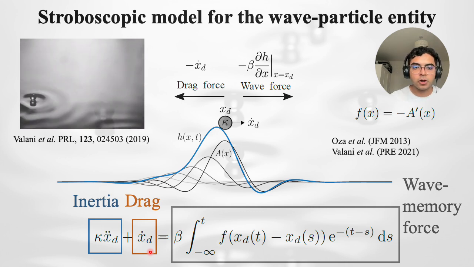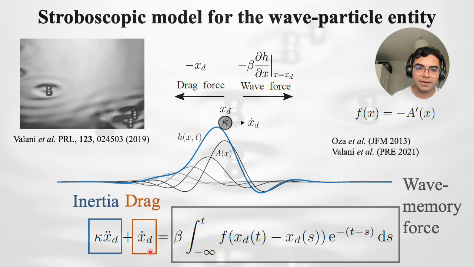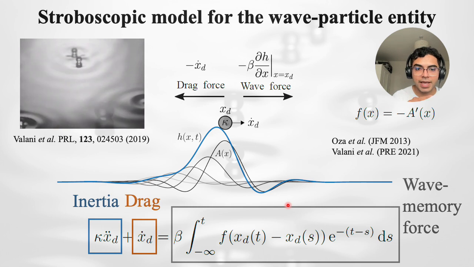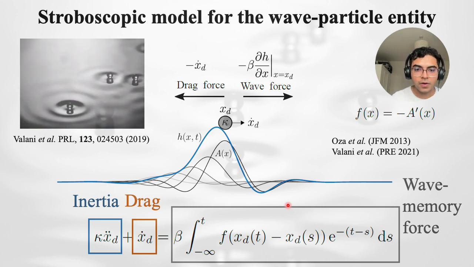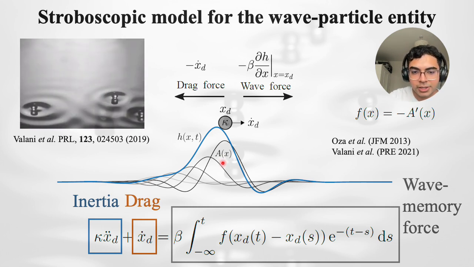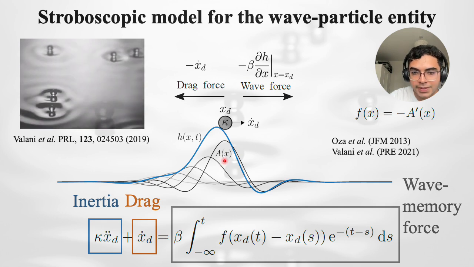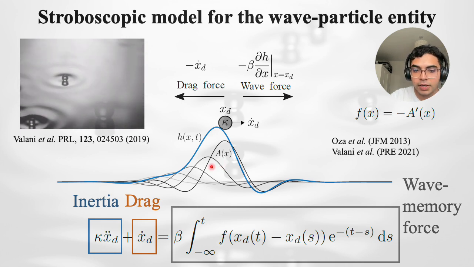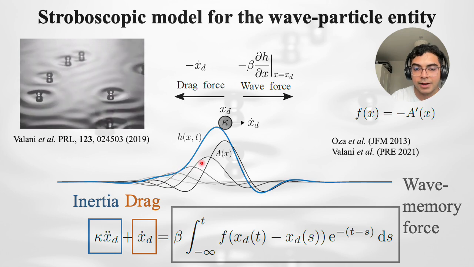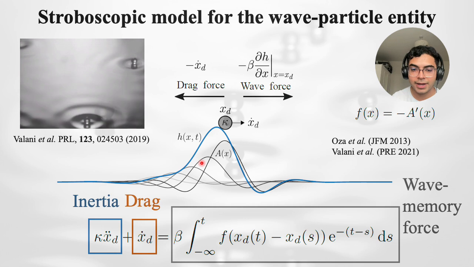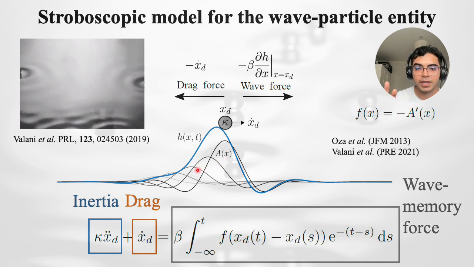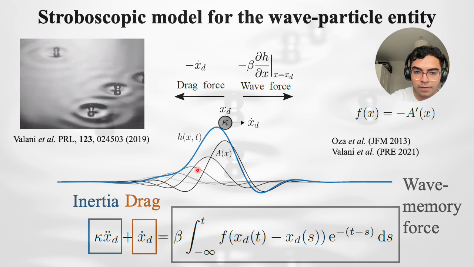Now in the stroboscopic model, since we have averaged over the vertical dynamics, the droplet can be thought of as a continuous emitter of these waves. So at each instant, the droplet generates a waveform A of x that decays exponentially in time. And then the total wave field is calculated by integrating over the past history of all these waveforms generated. So it will give us a total overall wave field.